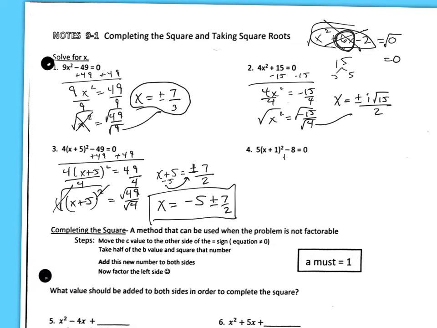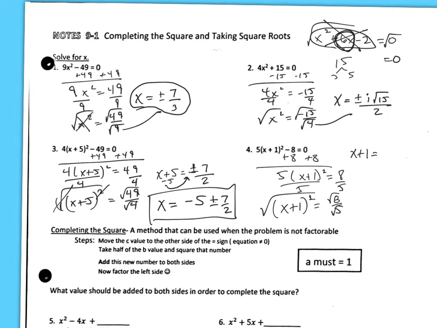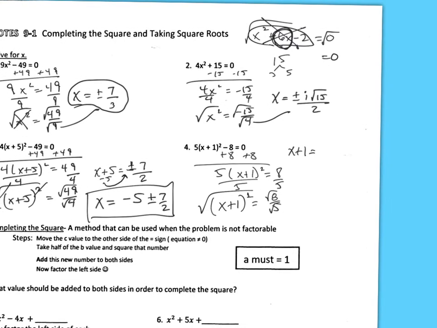Let's try this again to see what we get. We're going to add 8. So 5 times the quantity squared equals 8, and then we'll divide by 5. So x plus 1, still squared, equals 8 over 5. Now we're going to take the square root. So the left-hand side is x plus 1. 8, we need to take the square root of that.